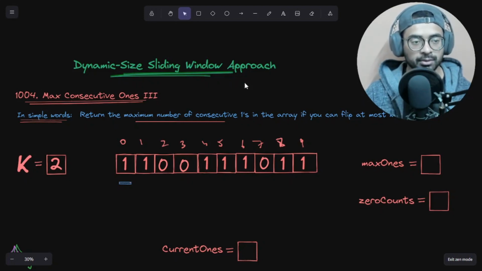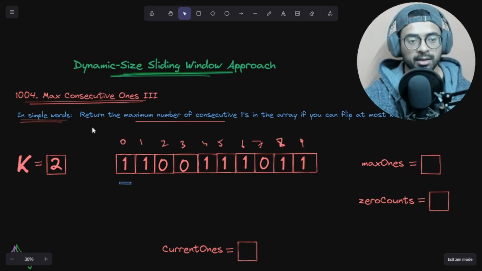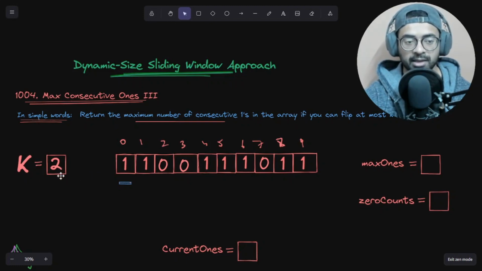Okay, so let's see what this question is asking. In simple words, we will be given an array of binary numbers, which means 1 and 0, and we have to return the maximum number of consecutive ones in the array if you can flip at most k zeros. What this means is, let's say k is 2, in this given array, which 2 zeros can we flip in order to create the maximum subarray of consecutive ones?